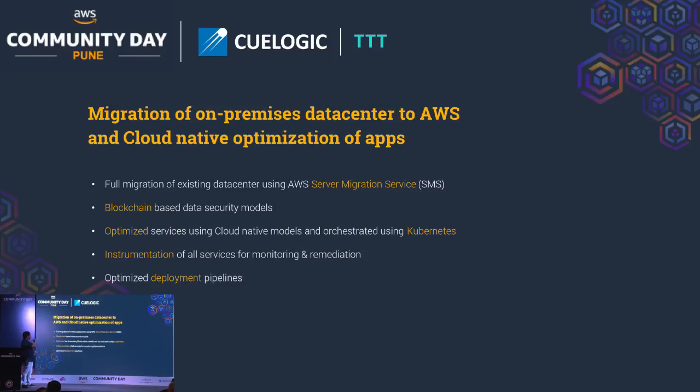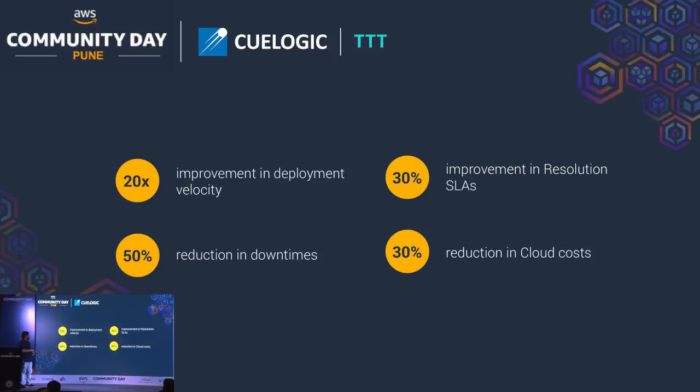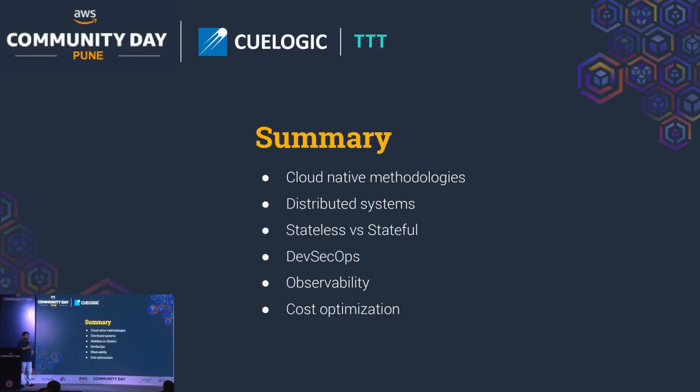This is another use case. Primarily, this is about migration of a large data center. We used SMS from AWS, blockchain-based. We optimized all the services to be cloud native, again orchestrated by using Kubernetes, instrumented, optimized. And again, we got a 30% cost reduction and 20x in deployment velocity, but that's because pipelines were not there earlier. The part that I want you to focus on is the cost. Once you do it right, that's what you will end up with: really great performance, like X number of times, and a significant amount of cost savings as well, courtesy of spots, plus using S3, etc.